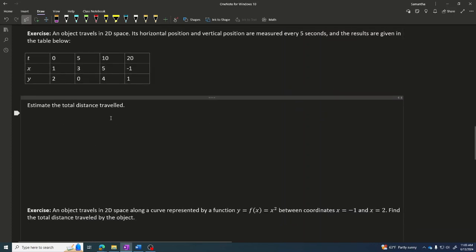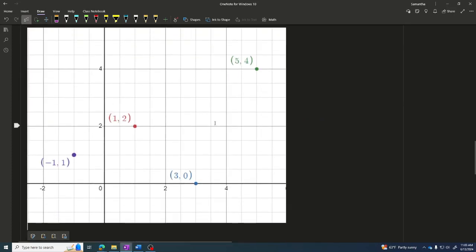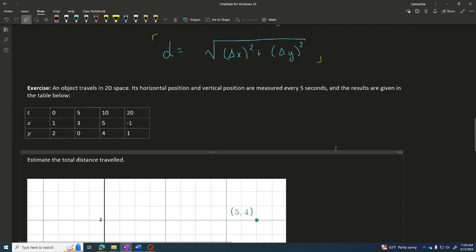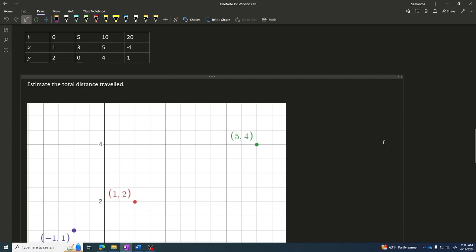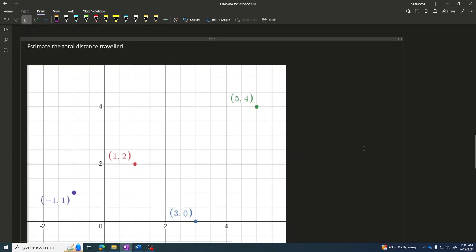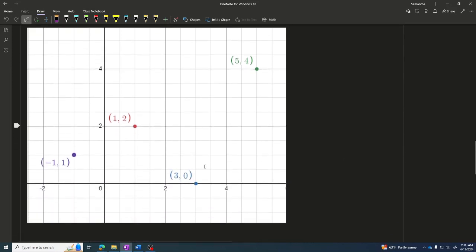So if I used Desmos to generate a picture showing the object's location at each of these given times, then the picture would look a little bit like this one. The object started in this location right here, which is 1, 2. And then it traveled to this position down here, 3, 0.